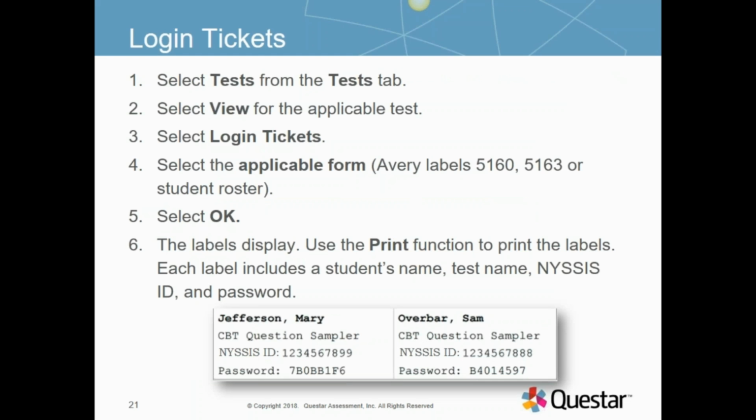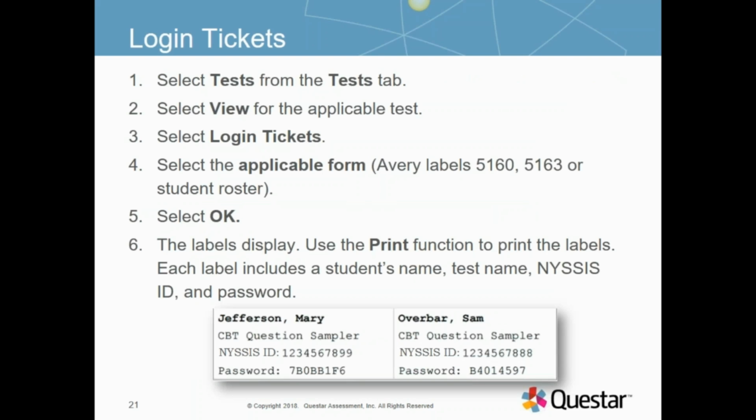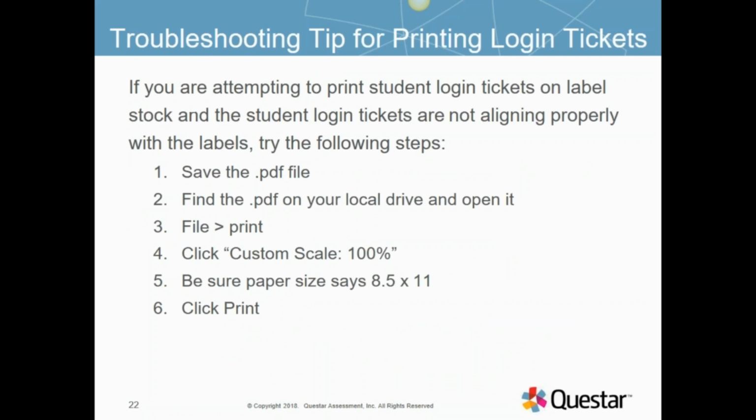To access the login tickets, you go to the test tab. You click on view next to the applicable class or test, and then select login tickets, as you saw here with the arrow pointing to the login tickets button. Then you have a choice of printing those labels on 2 different types of Avery labels or in a student roster format. Once you click OK, those labels will show as a PDF on your device, and if it's a label, they'll show in a grid format. Then you can use the print function to print those logins and distribute them to your students.